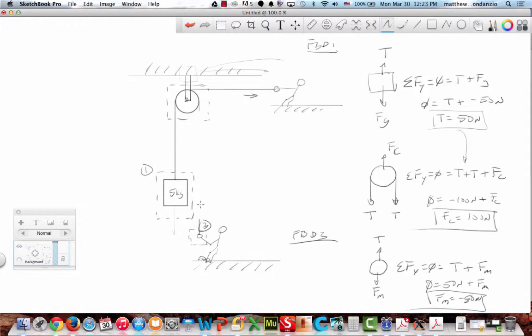But the difference is this. Vertically, how much is the ceiling having to pull against the pulley now? Only 50, not 100. Only one of those, because I am no longer pulling down anymore. Do you guys see that? Okay, everyone clear? Yes, ma'am.